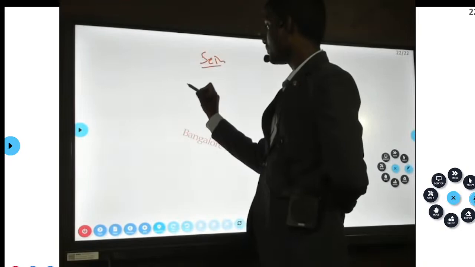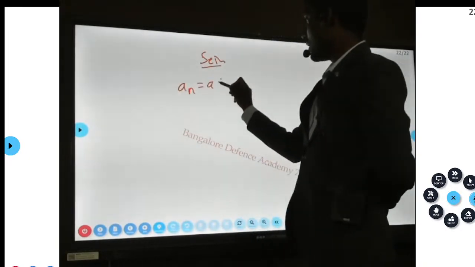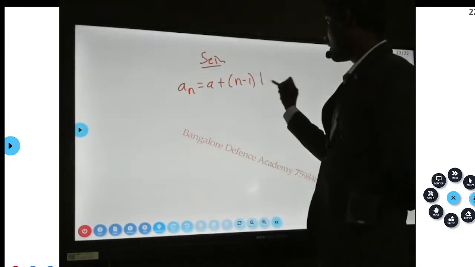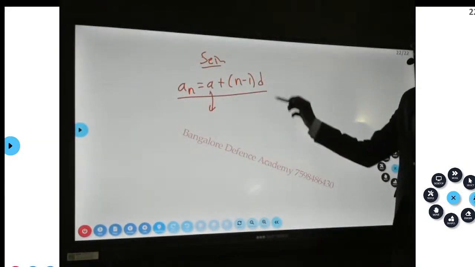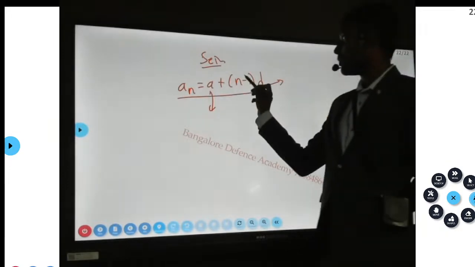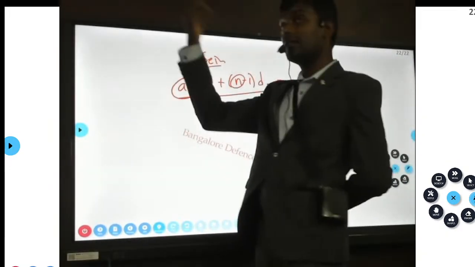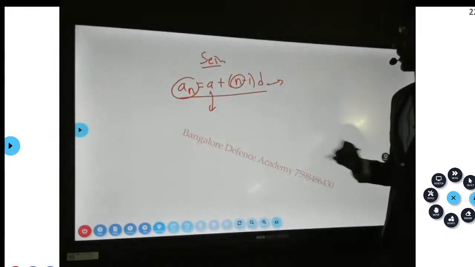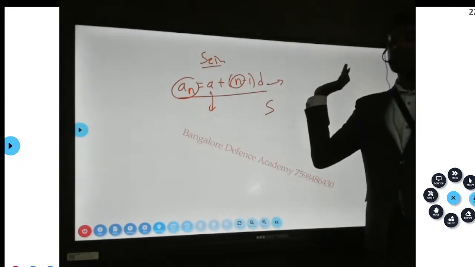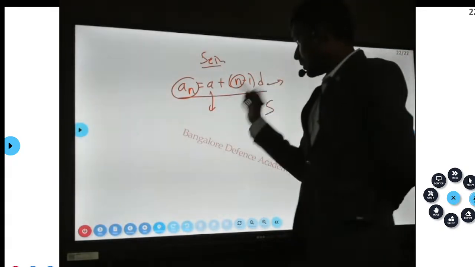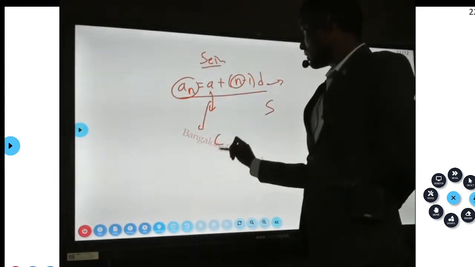Arithmetic progression. An is equal to a plus n minus 1 into d. What is a? The first term. What is d? The common difference. What is n? The number of terms. And an is the nth term. Then you have summation of series. Both for AP, GP, you have to do all this. After that, the same chapter will come in binomial theorem.